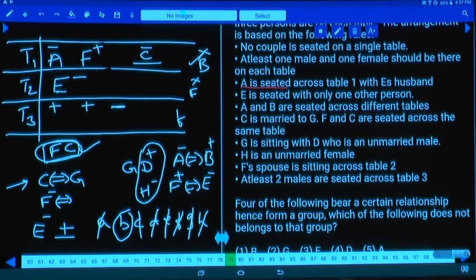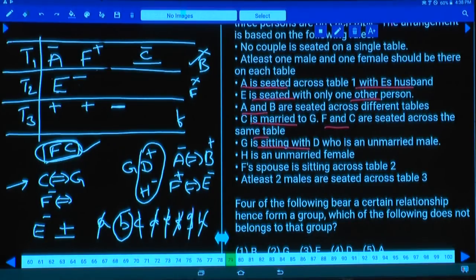Let's check the conditions once again with E's husband. Who is E's husband? F. And E is seated with only one other person. A and B are seated across different tables. And C is married to G. As C is married to G, F and C are seated at the same table. G is seated with D. As G is seated with D, which table must G and D be in?